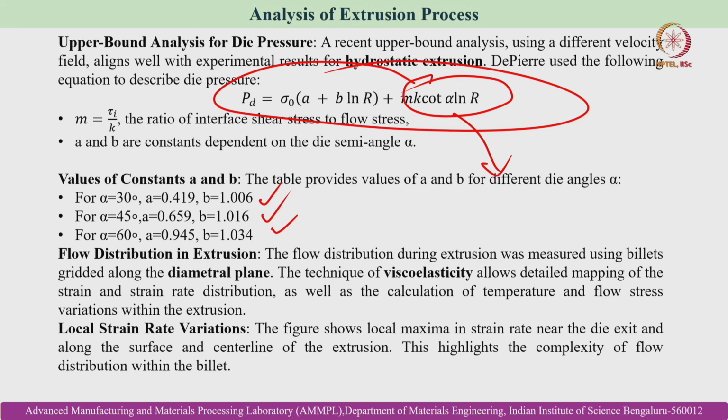So, now let us discuss the flow distribution in case of extrusion. The flow distribution during extrusion was measured using billets gridded along the diametral plane. The technique of viscoplasticity allows detailed mapping of the strain and strain rate distribution, as well as the calculation of temperature and flow stress variations within the extrusion process. The local strain rate variations, the figure is given in the next slide, show local maxima in strain rate near the die exit and along the surface and central line of the extrusion. So, this highlights the complexity of flow distribution within the billet.